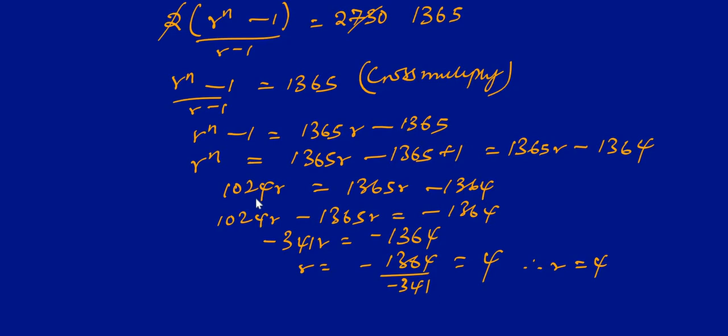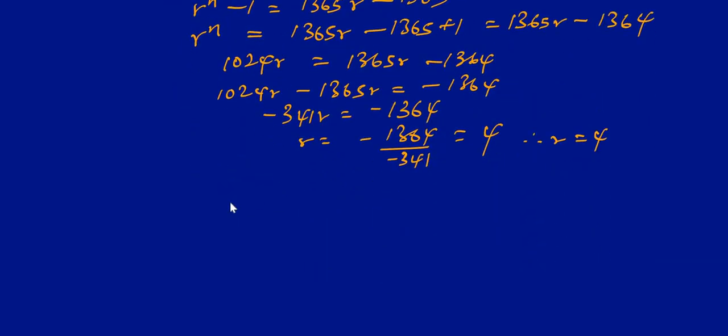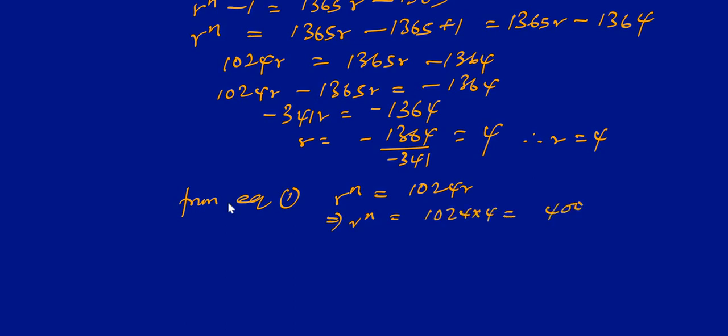So we need to get the number of terms. But from equation 1, r^n is equal to 1024r, and this implies that r^n will be equal to 1024 times 4, which is 4096. So r^n is equal to 4 raised to the power of 6.